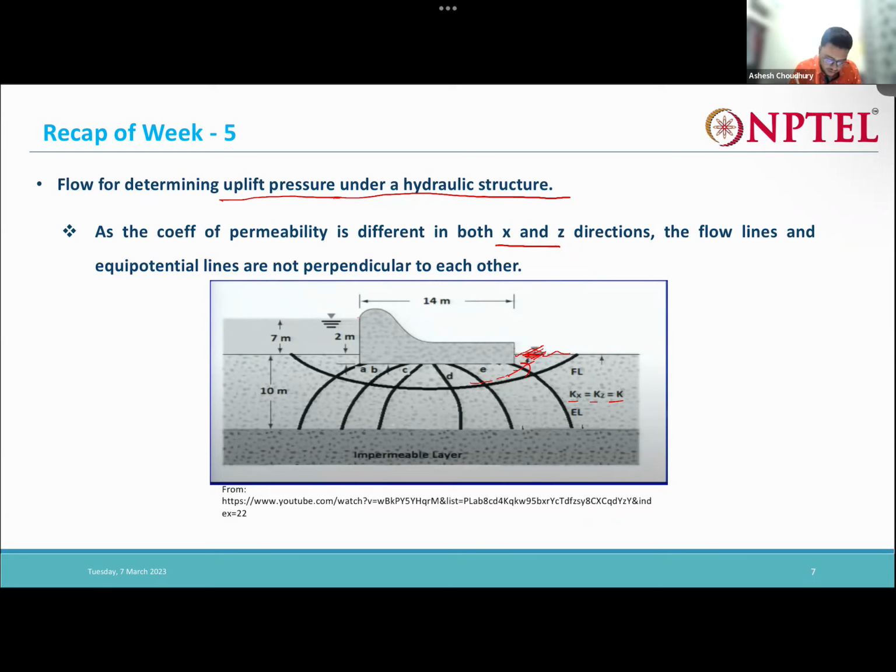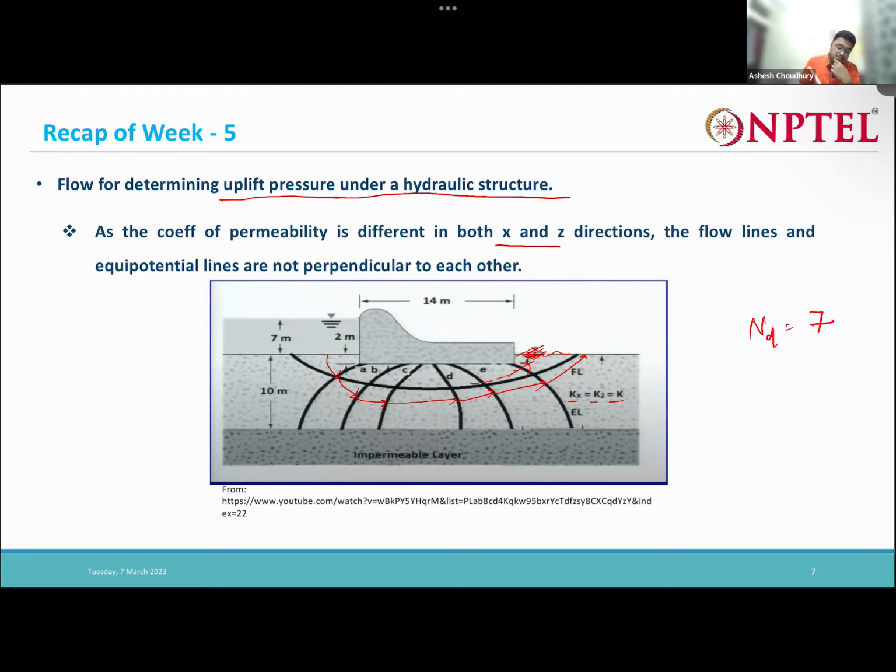Now, if you look into this problem, we can see that there are a total of 7 equipotential drops. What are those 7 equipotential drops? From here to here, it's 1 drop. From here to here, second drop. Here to here, third drop. Here to here, fourth drop. Fifth drop, sixth drop, and seventh drop. So my Nd is equal to 7, meaning my total number of drops is 7.